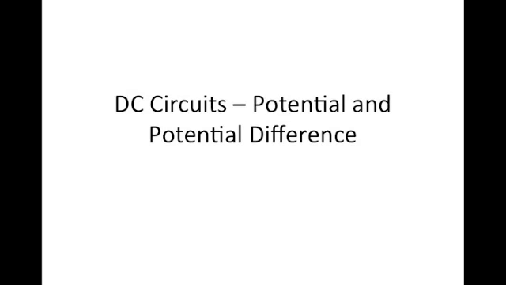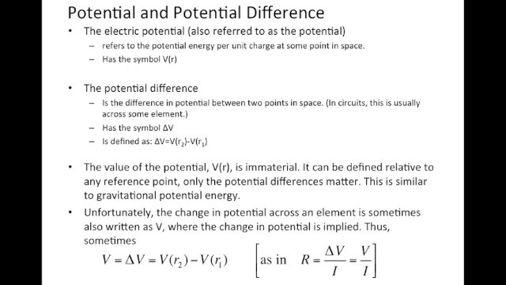In this podcast, I'd like to clarify the difference between potential and potential difference. So we saw in the last podcast that the electric potential refers to the potential energy per unit charge at some point in space. This has the symbol V. The potential difference is the difference in potential between 2 points in space. Typically in circuits, this is across some element. This has the symbol delta V and is defined like this.